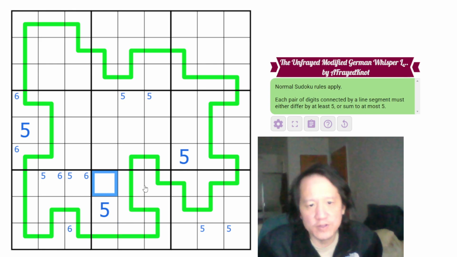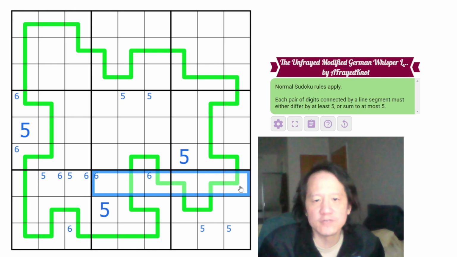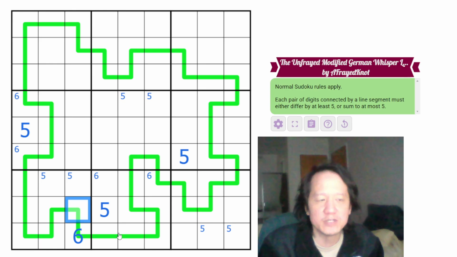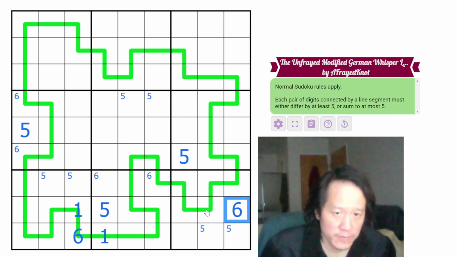So one of these two is a 6, which means we can eliminate 6 from the rest of the row. So these can't be 6 anymore, which forces this to be a 6, which means it's next to 1 specifically. This is next to 2 unique digits on a German whisper line. This is next to 2 unique digits on a German whisper line. Therefore, this has to be the 6 then.